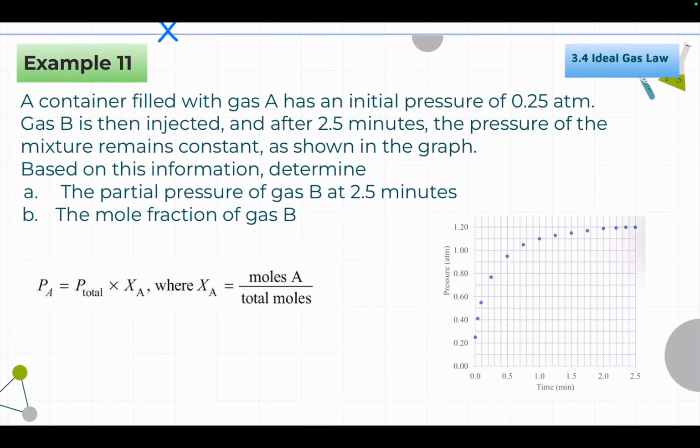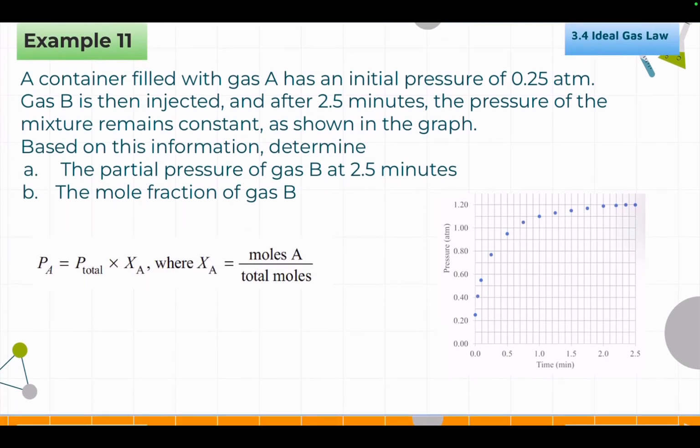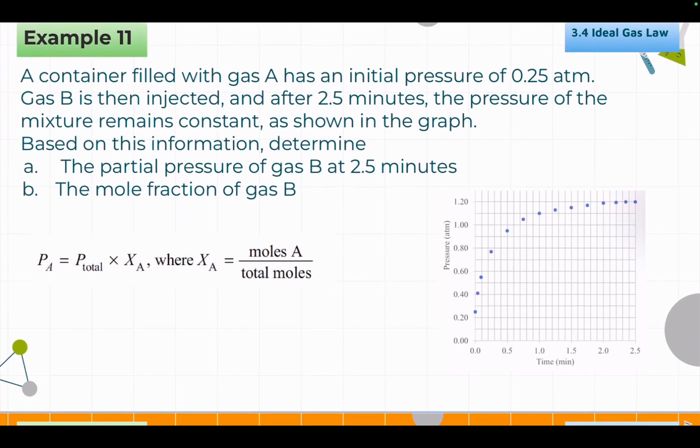So let's try this example. I would pause the video, try it, and then see. In this question, you have a gas A in a container, and initially it's by itself. It has a pressure of 0.25. That's represented right here on this graph. So that is the partial pressure of the gas A, which is given in the question, and you can read it from the graph, 0.25 atm.